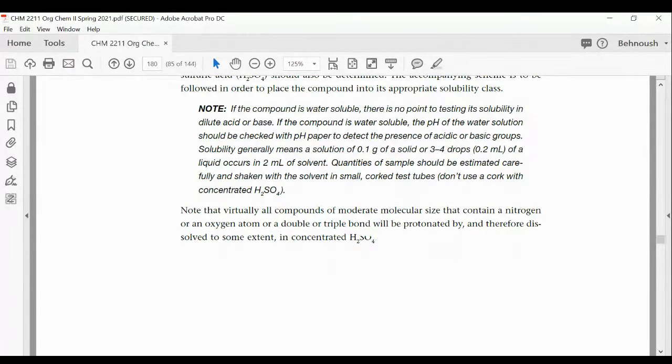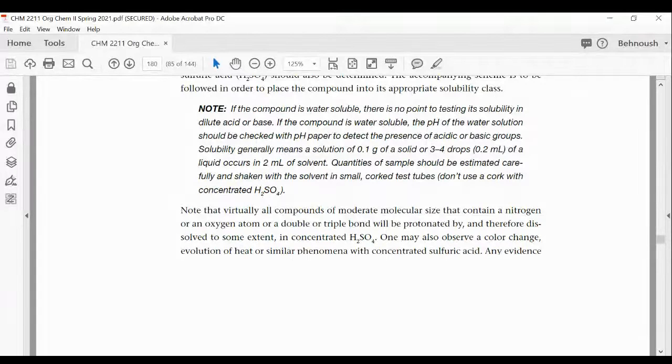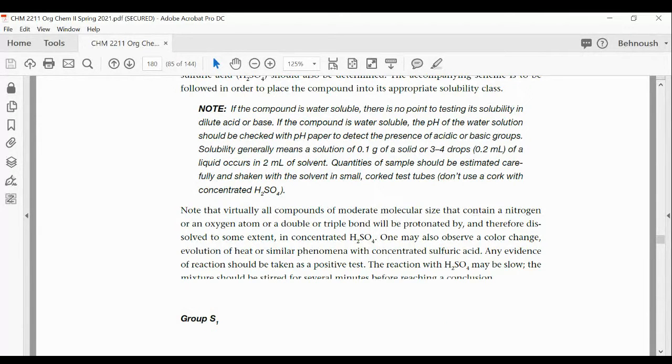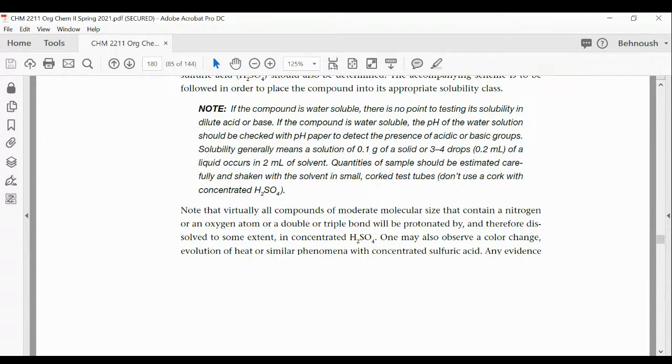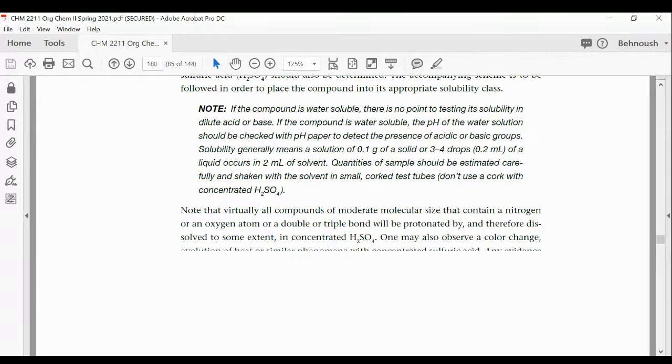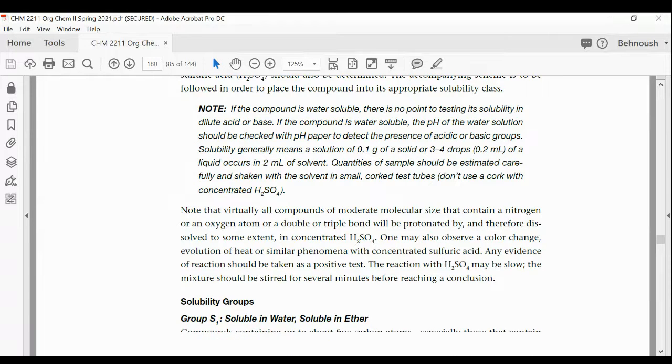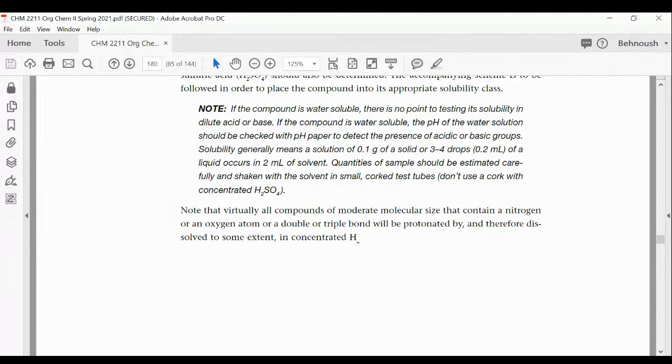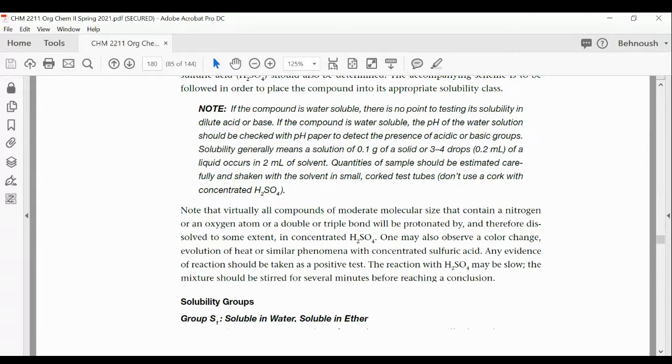No, hydrocarbons are good examples, but they don't dissolve in HCl because they are neutral. They don't dissolve in sodium hydroxide, and they don't dissolve in water. Hydrocarbons do not dissolve in anything. They don't even dissolve in H2SO4, okay?